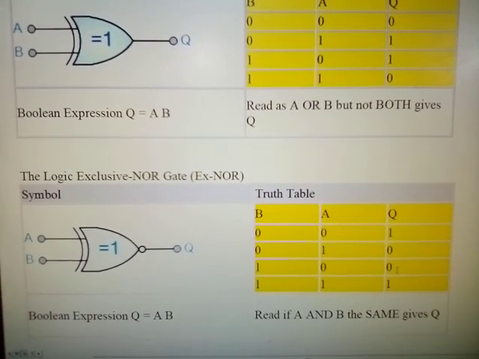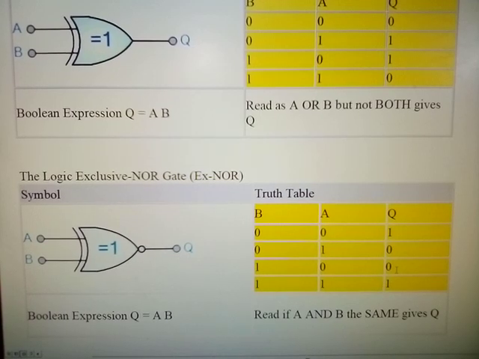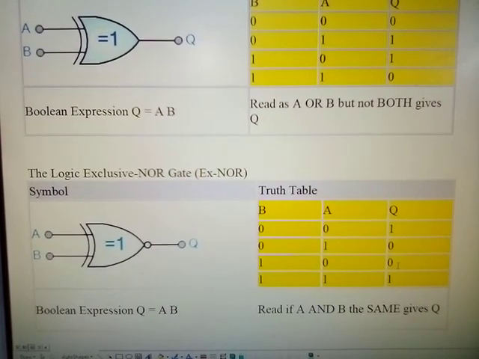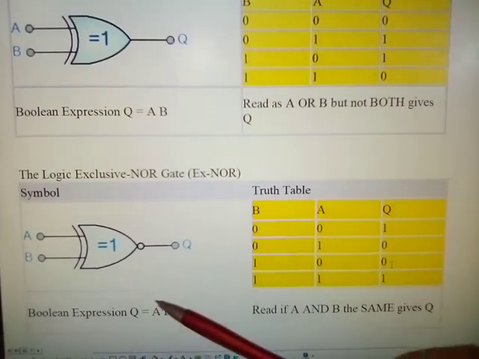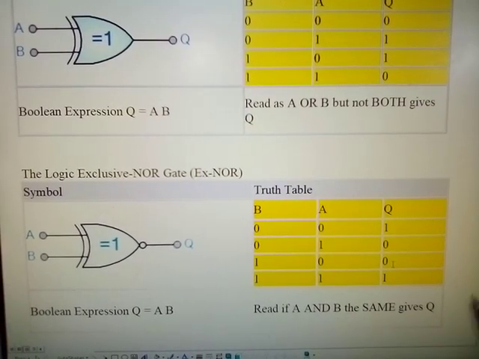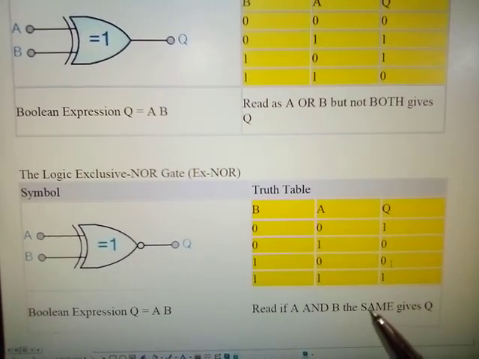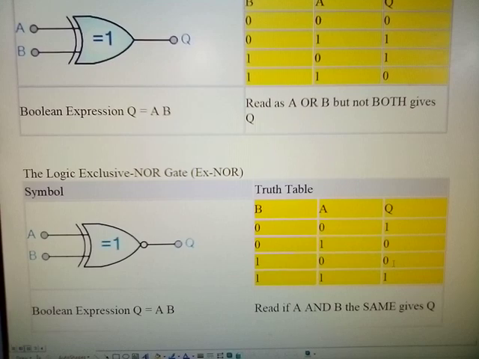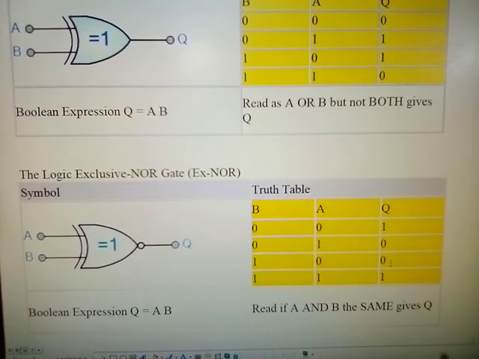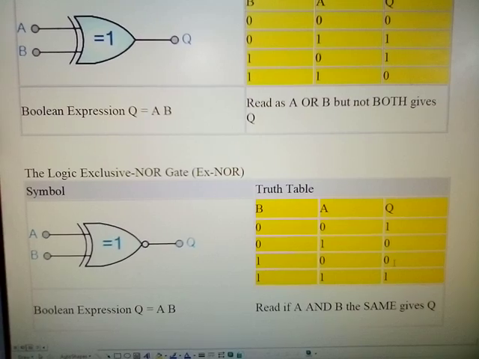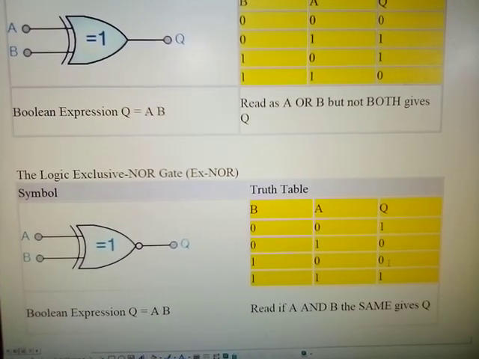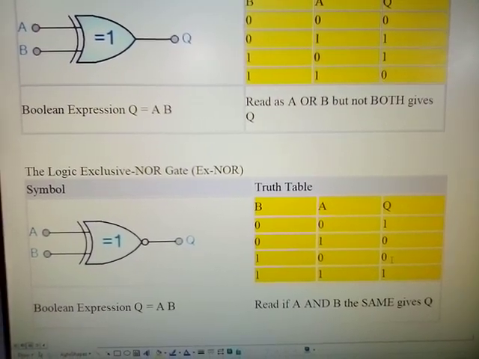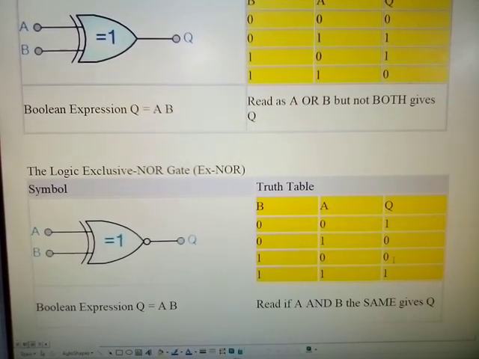Read if A and B the same gives Q. But again, that little bar function which should be across one of these here, I believe, is still in my mind. So I will take this as read at this moment in time, but do a little additional research on logic gates for yourself, just to make sure that the symbols are still up to date. Two, has there been any changes in regards to symbols? And three, for your own edification, learning what that means. Okay.